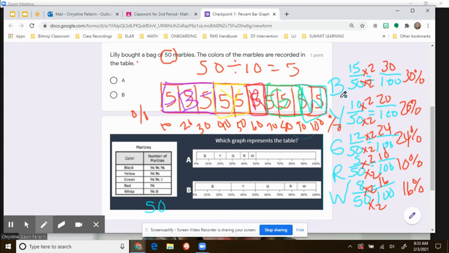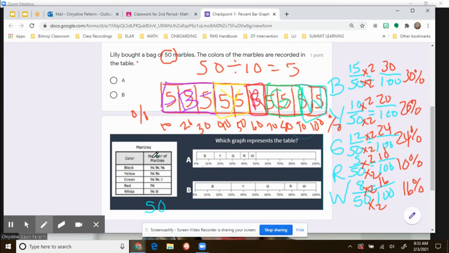Now notice I have no pieces left over. Nothing left over. I shouldn't. If I have something left over, I did something wrong. So now that you know that, you can match which graph represents the table. Which one looks most like yours?